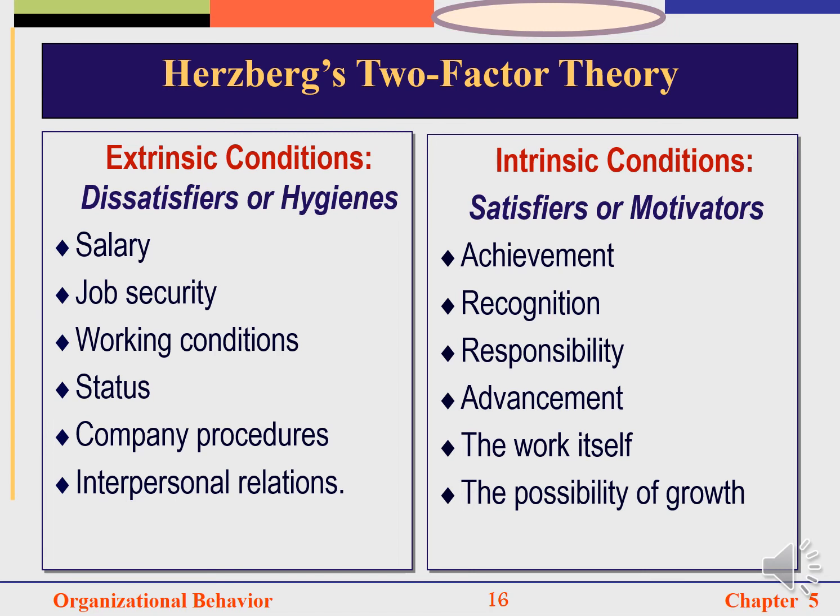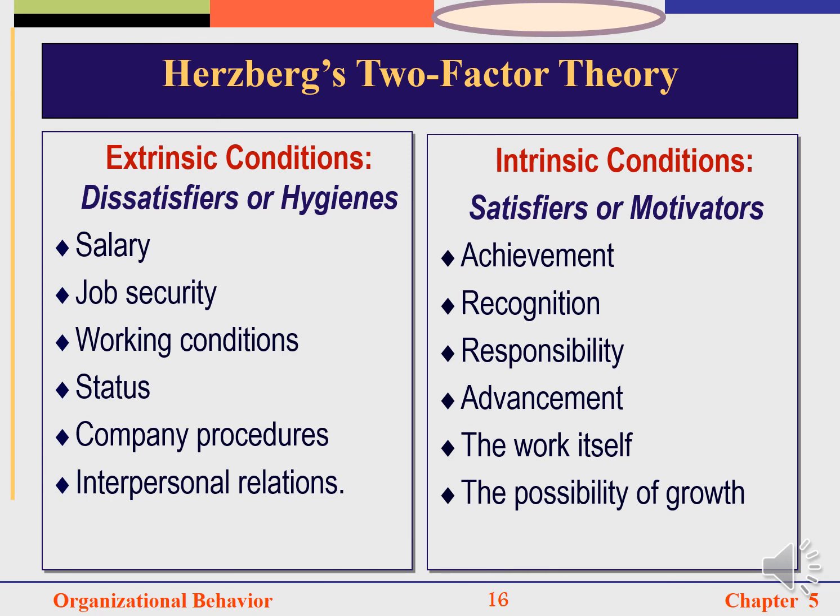This is why you call it the two-factor theory. One group of factors is responsible for dissatisfaction. When they exist, they prevent dissatisfaction. When they are absent, people will be dissatisfied. Other factors, when they exist, make people happy. They make people satisfied. Okay?